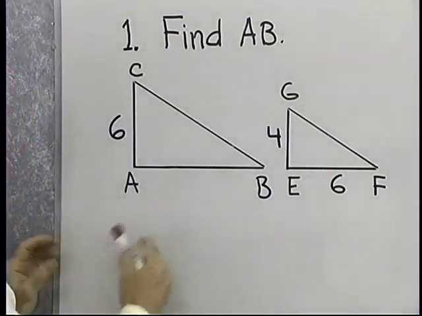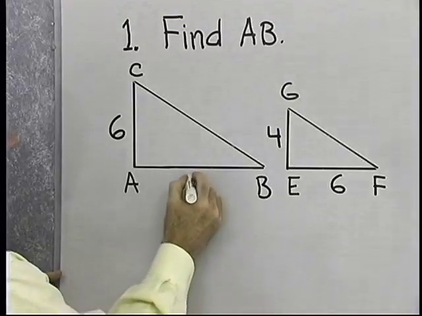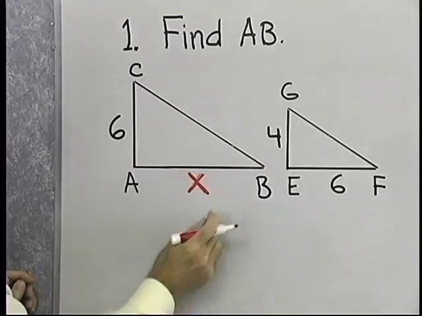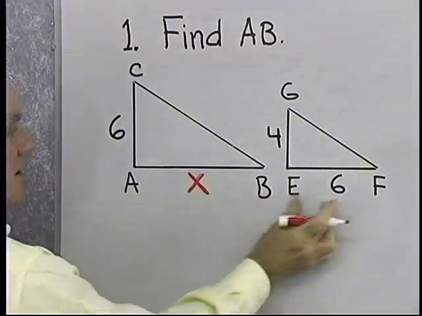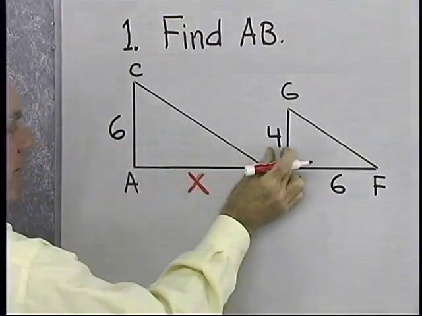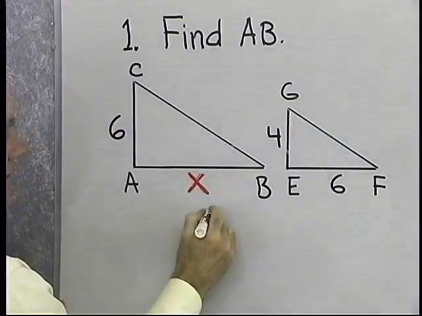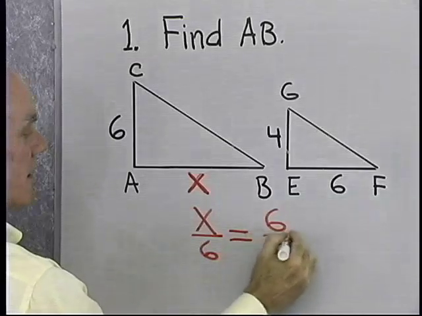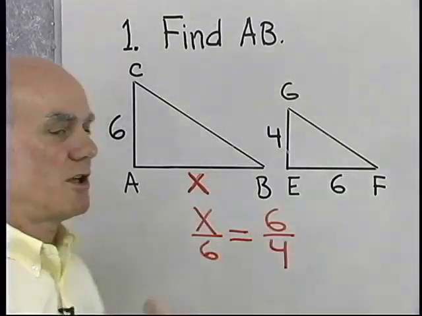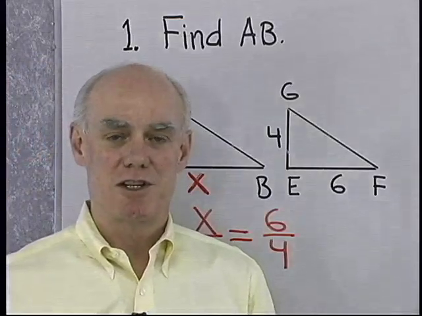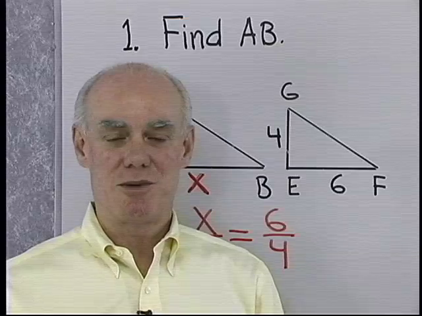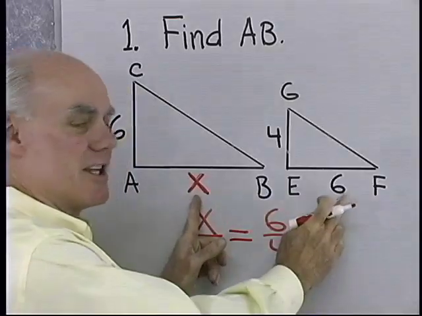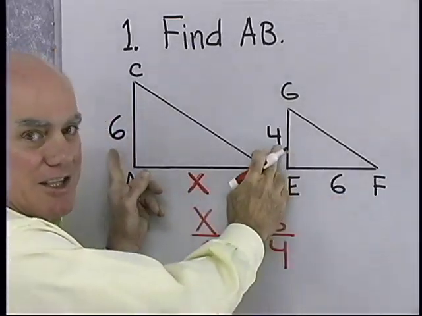Now, we want to find the length of side AB, so I'm going to call that length X, and I'm going to set up my proportion this way. I'm going to say X is to 6 as 6 is to 4. So I'm using that property for similar figures that says if two figures are similar, then corresponding sides are in proportion, which means that this side is to this side as this side is to this side.